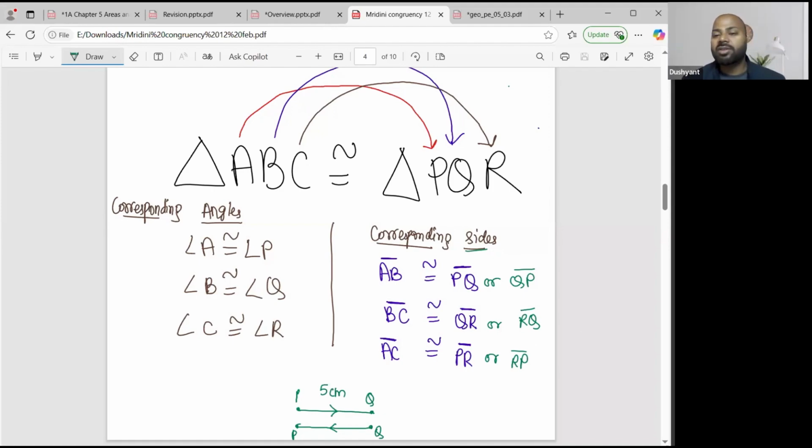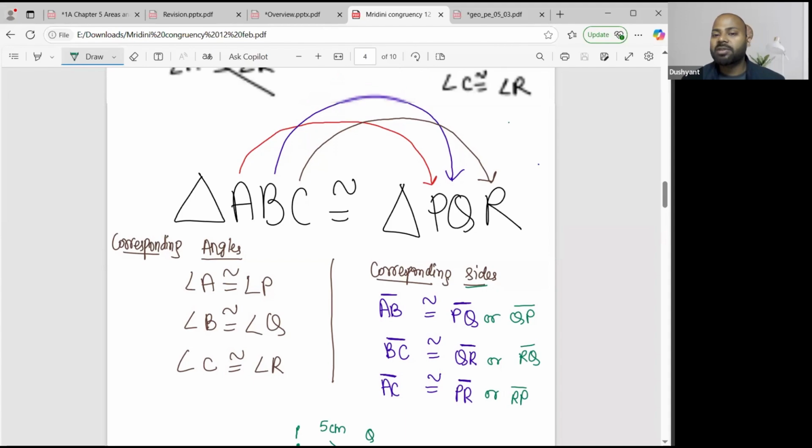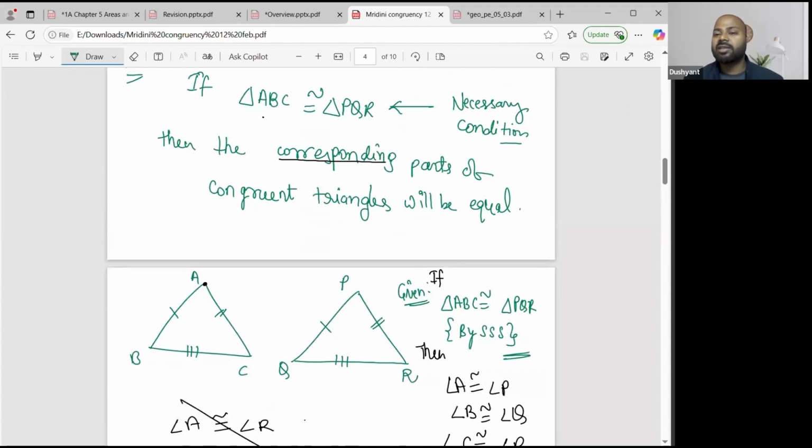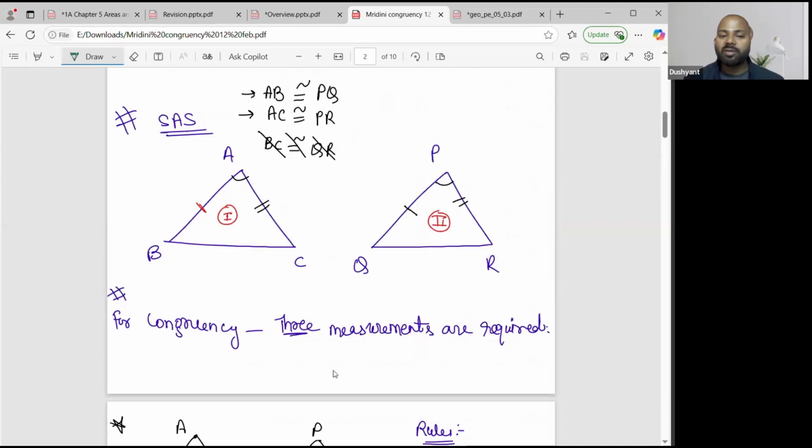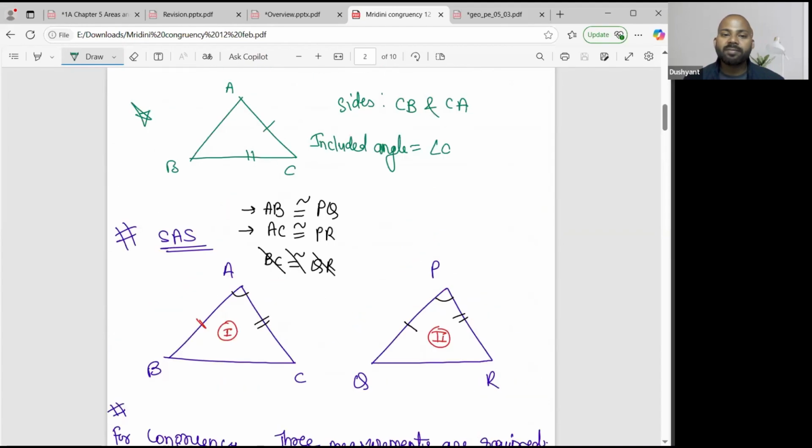So now let's discuss the sides. I hope it's clear to you. We will take three corresponding sides, and then according to that, we will do the side congruency rules. So side is clear.